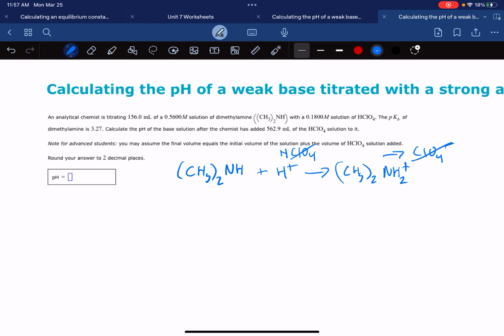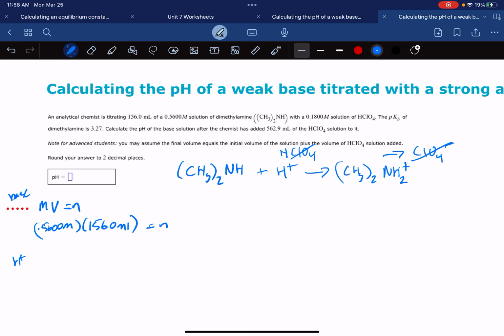So our job now is to do the problem with stoichiometry, with moles. The equation we're going to use is molarity times volume equals moles. We're going to do that first for the base, and then for the H plus. For the base, we have 156 milliliters and 0.5600 molar. So we're going to put this over here: 0.5600 molar times 156.0 milliliters, and that's going to give us our millimoles.